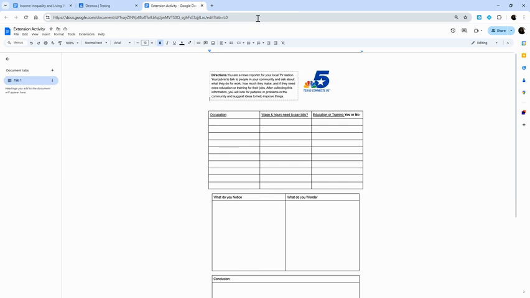you are a news reporter for the local TV station. Your job is to talk to people in your community to ask about what they do for work and how much they make, and if they need extra education or training for their job. After collecting this information, you will look at the patterns or problems in the community and suggest ideas to help them improve.